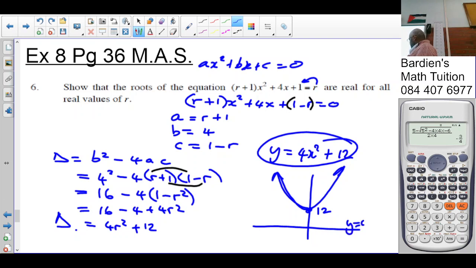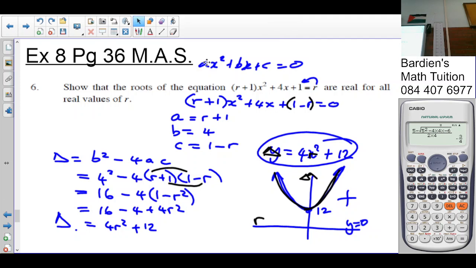This is y is equal to 0. What do you know about delta, or about this graph? It is always positive. Can you see that? So if I replace the y with delta and x with r, then this is your r here and this is your delta here. Can you see that? So is delta ever negative? No. So delta is always positive. Is it ever 0? No.